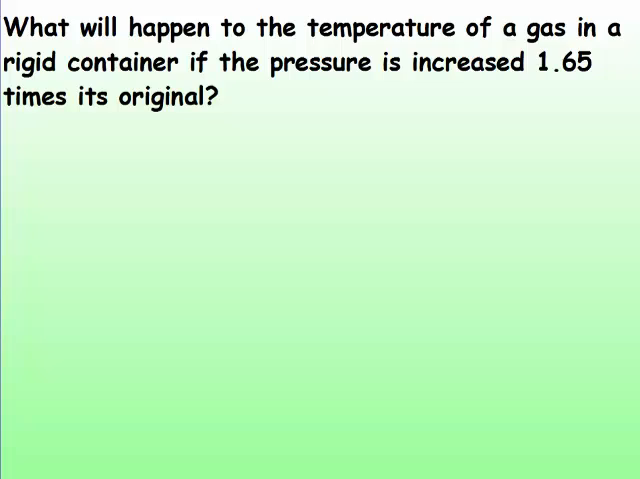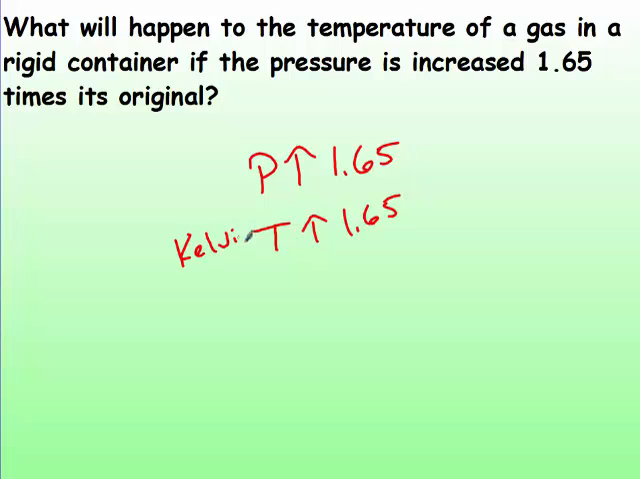So this one doesn't involve any math. It says what's going to happen to the temperature of a gas in a rigid container, so volume's held constant, if the pressure's increased 1.65 times. Well, if the pressure's increased 1.65 times, then the temperature should also be increased 1.65 times. But specifically, the Kelvin temperature will be increased 1.65 times. So that's your answer.